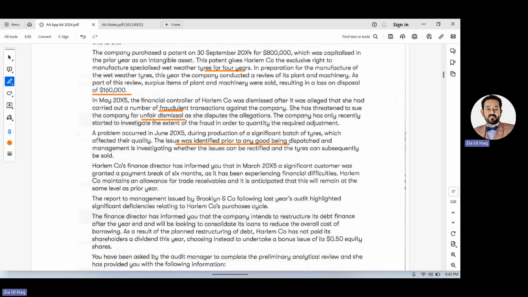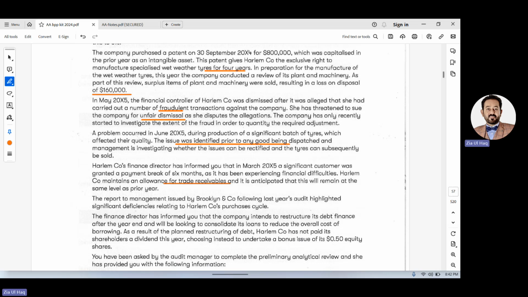Harlem Company maintains an allowance for trade receivables, and it is anticipated that this will remain at the same level as the prior year. No, there will be more allowance for receivables as compared to the previous year. Yes, because you are allowing the customer 6 months more. And if the company is not increasing allowances for irrecoverable debts, chances are that assets and profit could be overstated and expenses understated. Is that fine? So, allowance for irrecoverable debts.